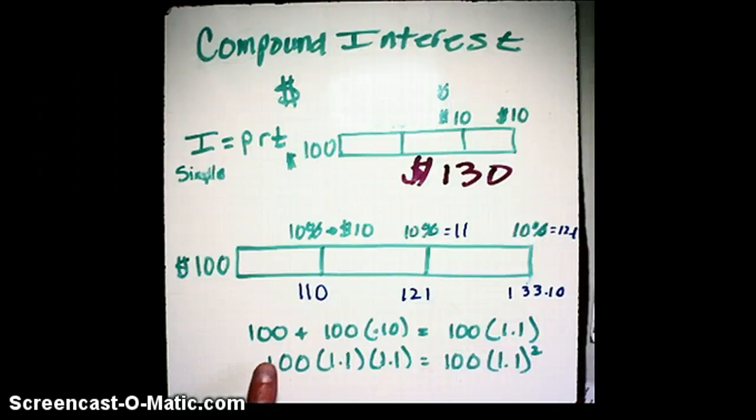So notice what I did is I did the 100 plus 100 times 0.10 for that amount is the same thing as 100 times 1.1. The second year I did that again. I could just write them twice. That's where that power comes into play. And that is the power of compound interest. I hope that helps you.